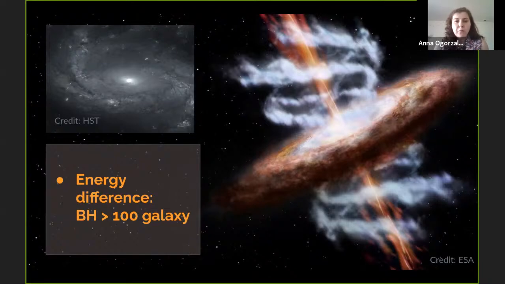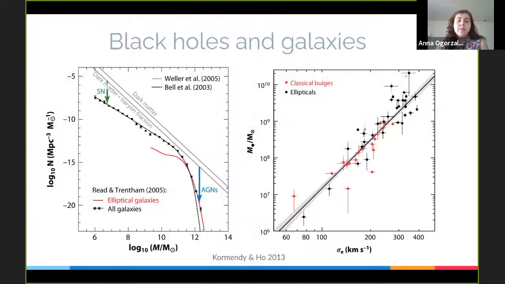So even if a small fraction of this accretion energy couples to the galactic gas, it could completely push it out and destroy the galaxy. But this does not happen, right? We do see many galaxies in our universe. So then, do the black holes and galaxies interact? And if so, how? So there are many observational clues for how AGN affect their hosts.